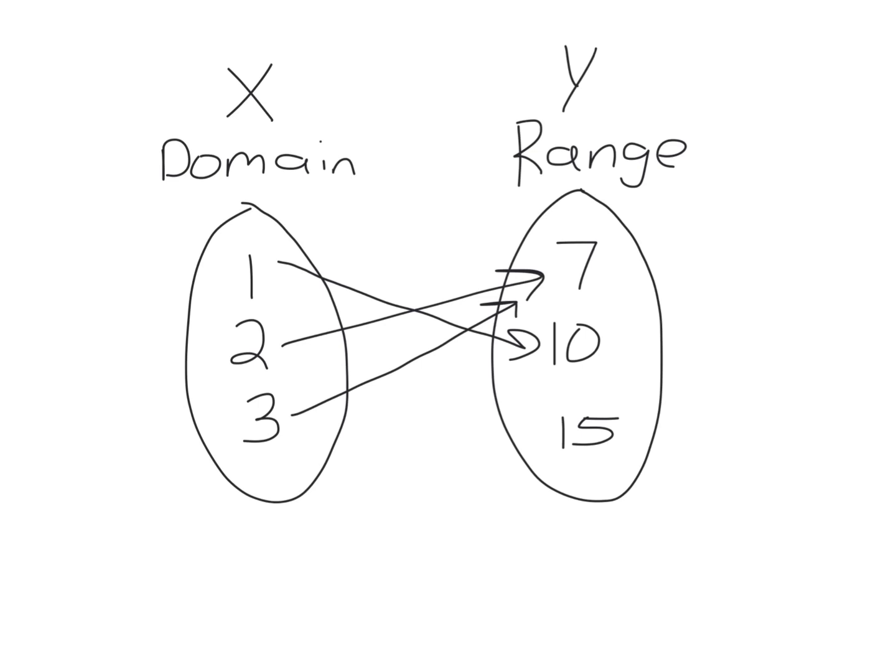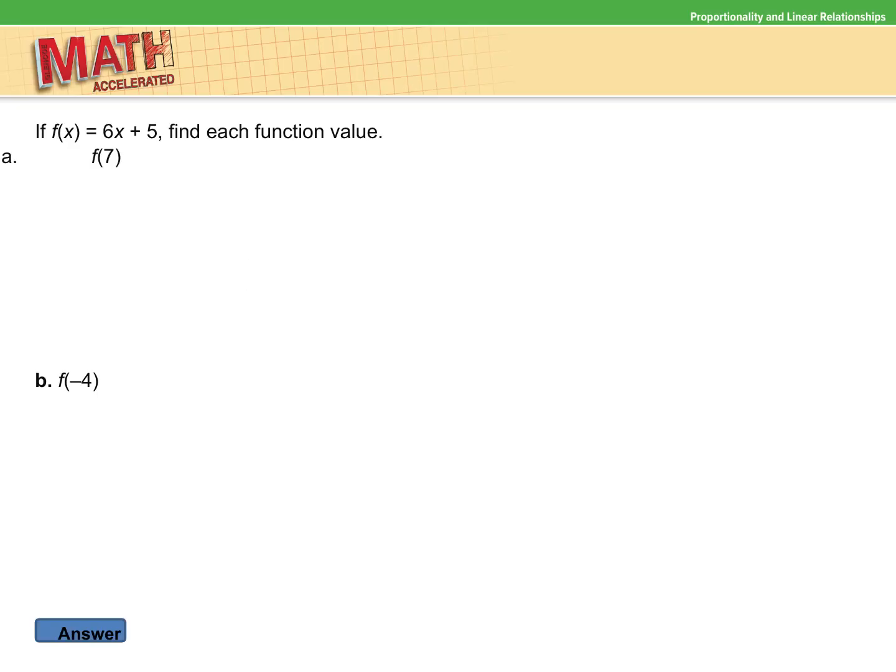Okay? What would happen if I drew in this? Why is that not a function? Because 3 goes to 2 different y values. So they can also use this mapping to show relations. Is there any questions with this mapping? No? Okay, about today. We're going to talk about finding function values.